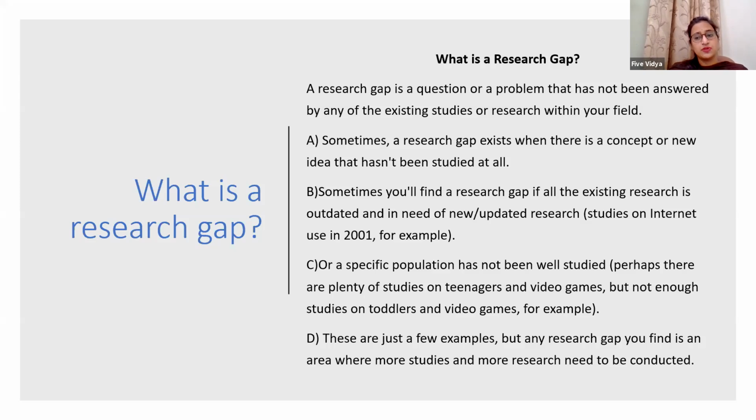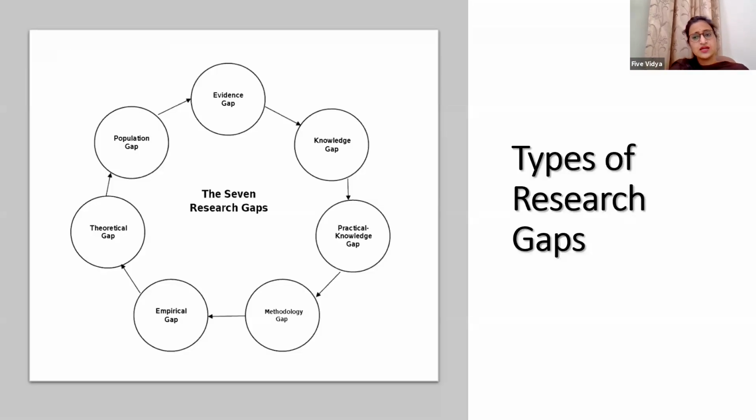It could also be that a particular section of the population has not been studied, and you can do research on a particular section, a particular geographical location, or a particular section of society. The other could be that no studies have been done for a specific country. Let's say a study has been done in America, but not in India. So you can have a similar study conducted in India as well. There are types of research gaps available.